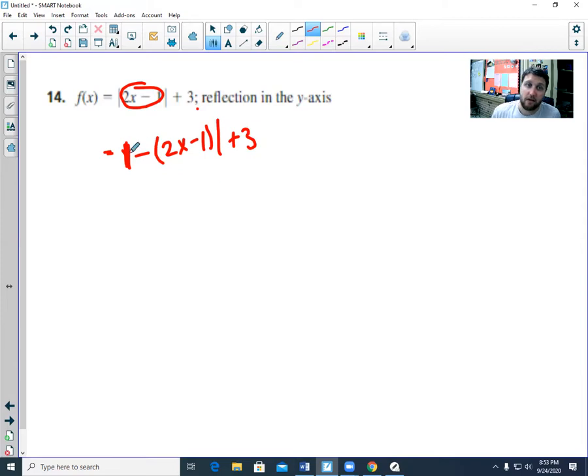Now, the way that this works is you will then take that negative and distribute it all the way through. So I'm going to end up getting the absolute value of -2x plus 1 plus 3.